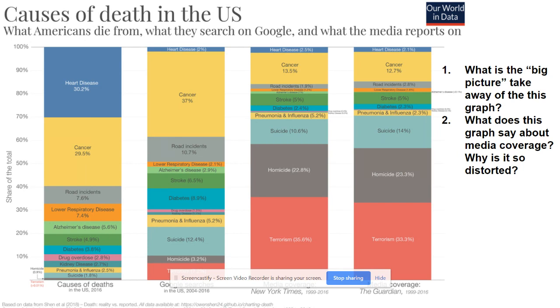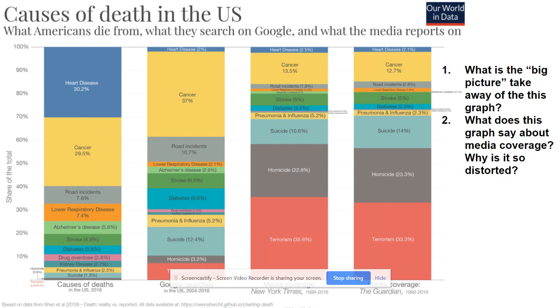So you can see on the left-hand side that this is what people actually die from in 2016. Heart disease, 30%, cancer, about 30, road incidents, lower respiratory. And you get all the way down to the bottom, a little line right above causes of death, and you'll see homicide, so being shot, killed, or murdered in some way, 0.9% of the population die from that. And terrorism is 0.01%. So not even a tenth of 1%. It's like a hundredth of 1% die from terrorism. So that's how people died.